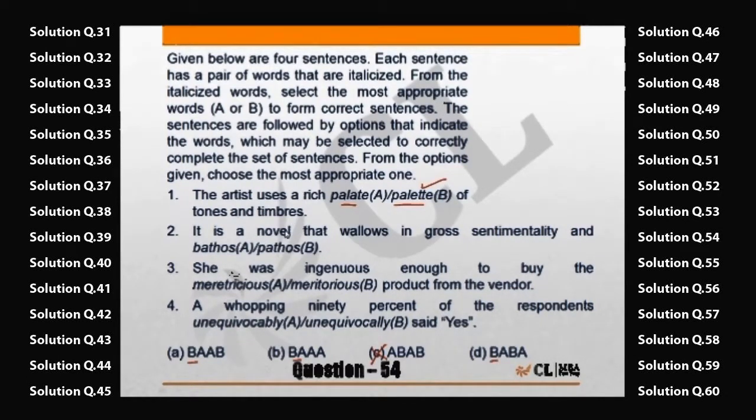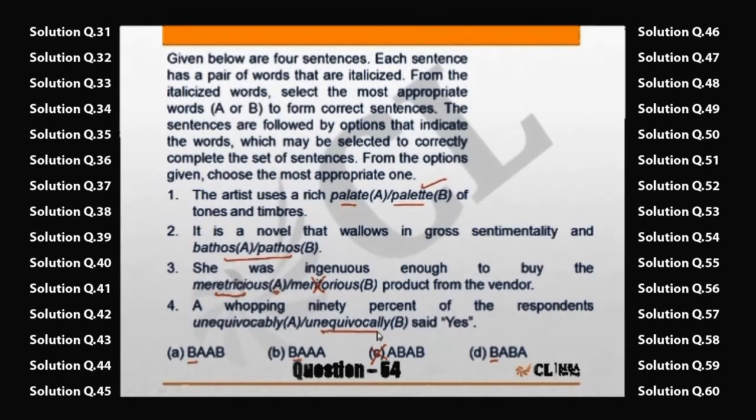Okay. Statement 2. It is a novel that wallows in gross sentimentality and bathos or pathos. I was not sure, so I said let me go to the next statement. I know what pathos means. I have an idea of bathos also, but I was not sure. So moving to the next statement. She was ingenuous enough to buy the meritorious product from the vendor. Meritorious product does not make sense. Hence the answer has to be A. But since I am not very sure about the meaning of meritorious, I said let me just move on to the fourth statement and see if I can get the answer from there. Statement 4, a whopping 90% of the respondents equivocally or unequivocally said yes.